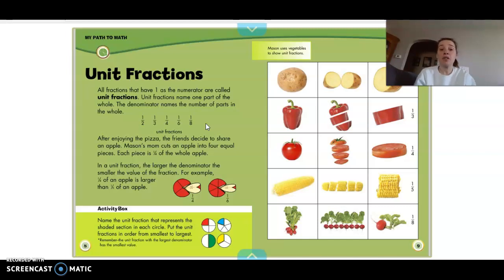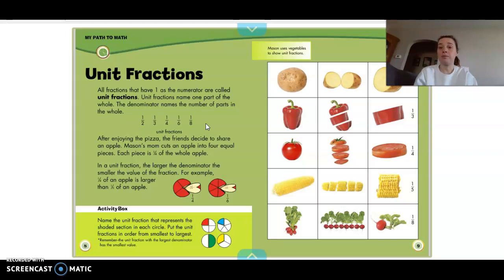Good. After enjoying the pizza, friends decided to share an apple. Mason's mom cut the apple into 4 equal pieces. Each piece is 1/4 of the whole apple. In a unit fraction, the larger the denominator, the smaller the value of the fraction. Listen to that again. This is kind of tricky. The larger the denominator, the smaller the value of the fraction. For example, 1/4 of an apple is larger than 1/6 of an apple.